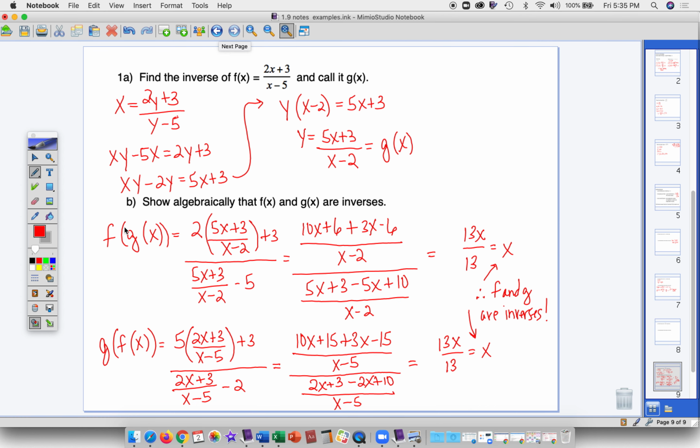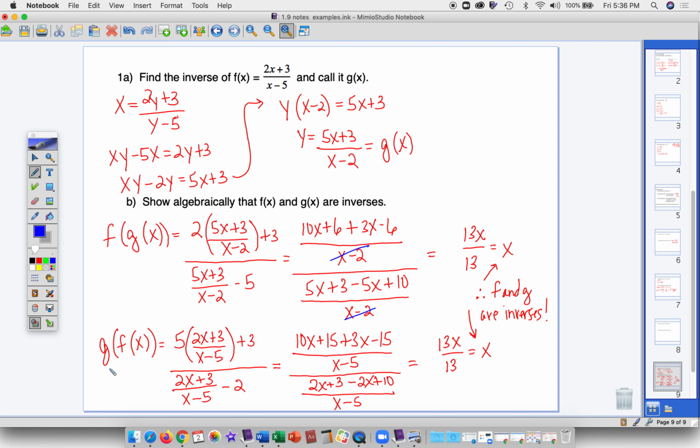Okay, let's see. This one was a lot more work. For the inverse, I got 5x plus 3 over x minus 2. So that's my g of x. And then again, composing in both directions, you can follow through the work. We end up with complex fractions. You have to get a single fraction, worked across horizontally, sorry. Horizontally, we end up with this complex fraction. The x minus 2's will cancel out. If we flip and multiply, they're going to reduce out. And then here we have plus 6 minus 6, and we end up with 13x over 13, which gives us x.